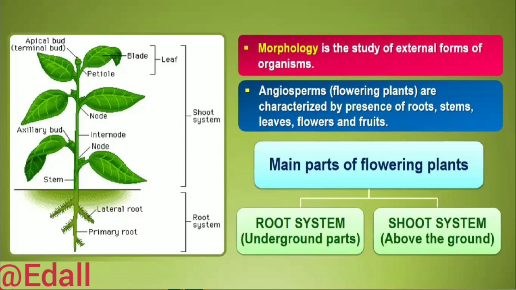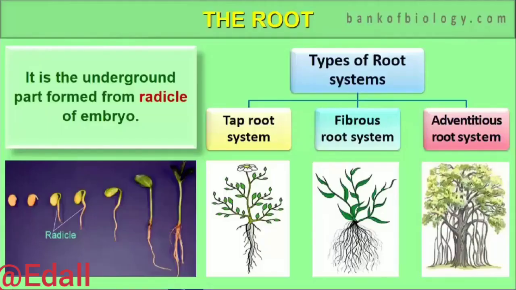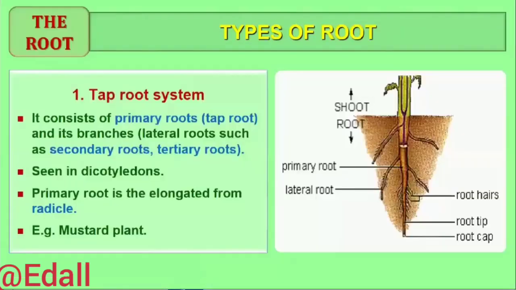If you pull out any weed, you will see that all of them have roots, stems and leaves. They may be bearing flowers and fruits. The underground part of the flowering plant is the root system, while the portion above the ground forms the shoot system. The root: in majority of the dicotyledonous plants, the direct elongation of the radicle leads to the formation of primary root which grows inside the soil.